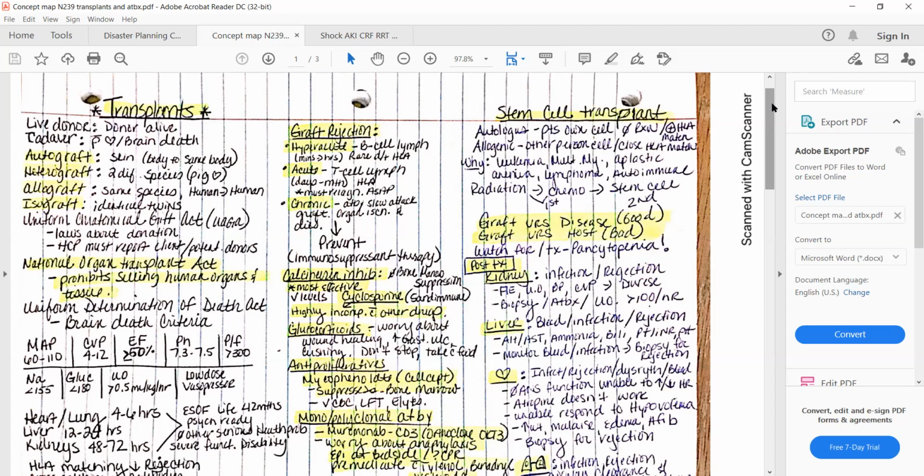Autograft, okay, self to self. Think auto, it's mine. So one part of the body to the other. Common sense says I wouldn't take out my own kidney and put my own kidney back in my body, right? So we would not do that with an organ, but with tissue, yes.